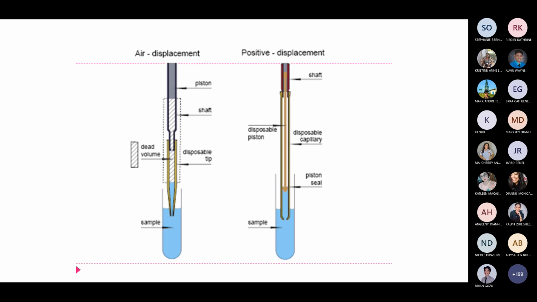Okay, ito yung difference ng dalawa, yung air displacement and the positive displacement. So dito sa air displacement, we have the piston, the shaft, and the tip. So ito yung disposable tip natin. And for positive displacement, yung piston niya is here, dito sa gitna. And then it has disposable capillary. It has also a shaft and a piston seal. Yun yung pinagkaiba ng air displacement and positive displacement pipette.